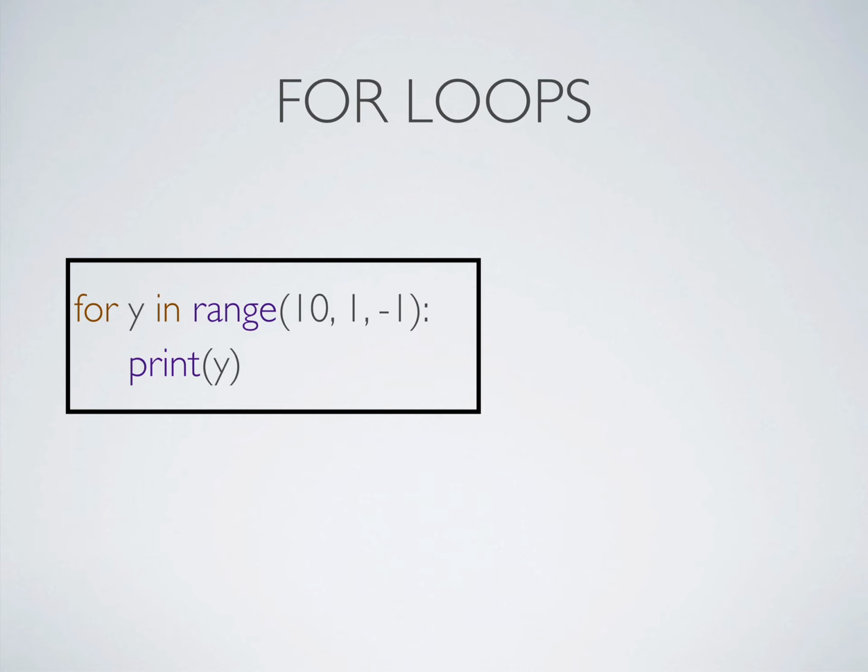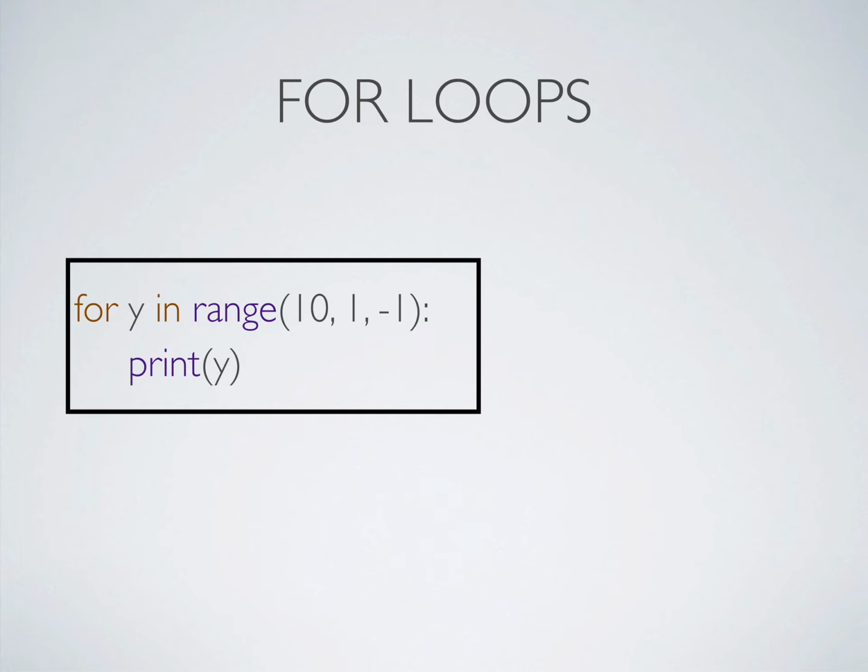Alright, so you can go backwards in for loops. And the way you do it is you have a skip. So you have a third argument that's some negative value, and then you start with a number that's higher, and then you end with a number that's lower.